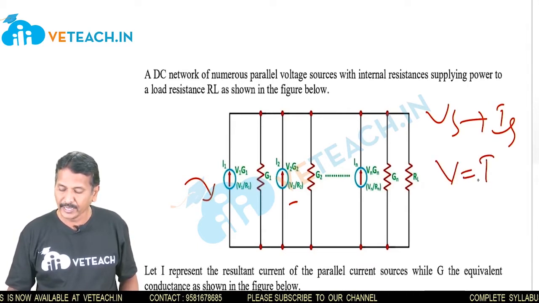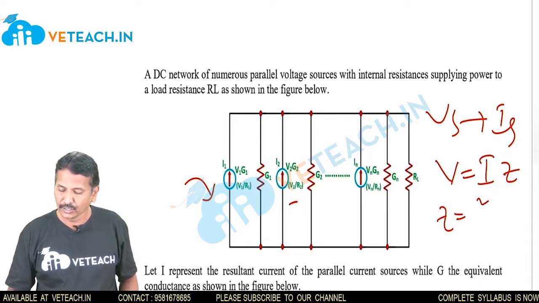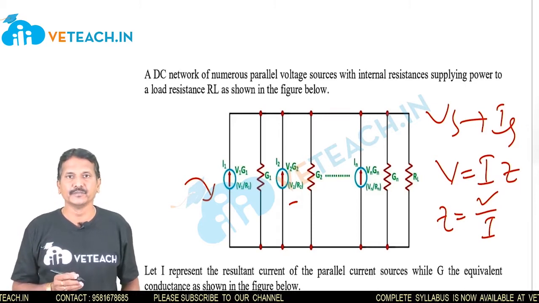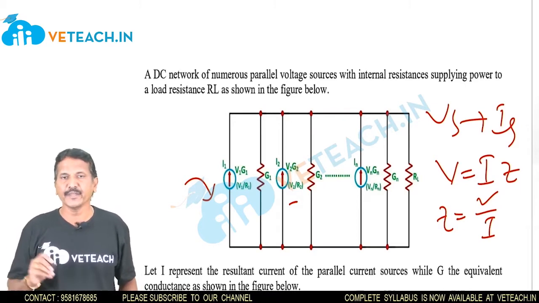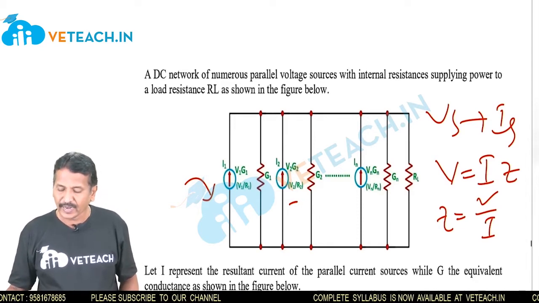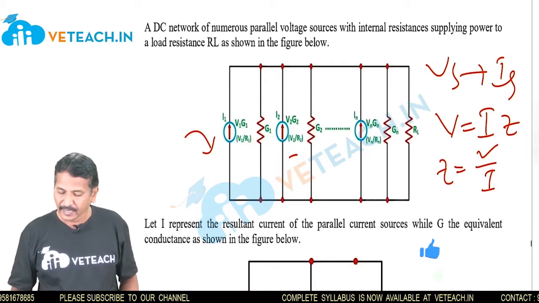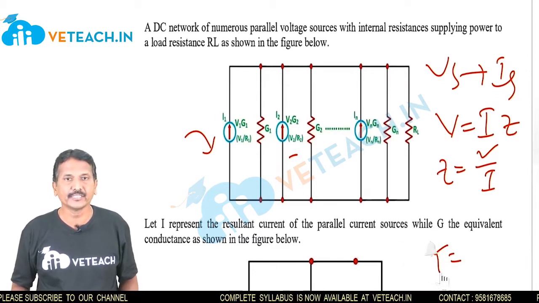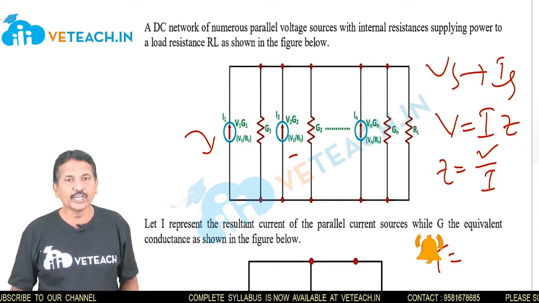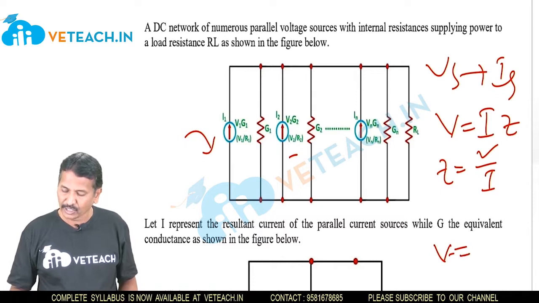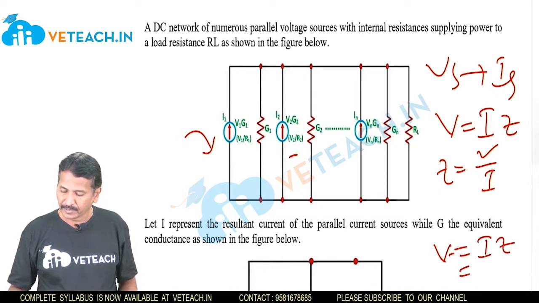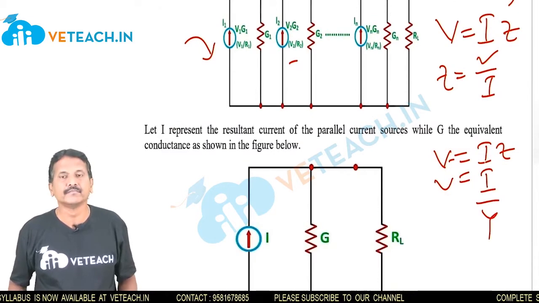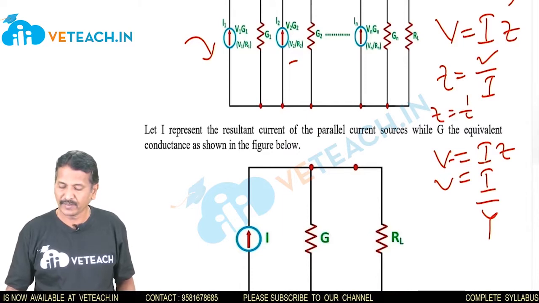V is equal to I into Z, or Z is equal to V by I. What do we mean by Z? Z is the impedance value. When we are discussing voltage, we discuss the impedance. In the same way, if you go for current, that is Y. Y is the reciprocal of impedance, right? Z is equal to V by I, so V is equal to I into Z. But the reciprocal of Z is Y, because Z is equal to 1 by Y.